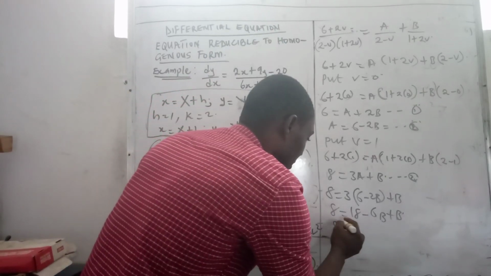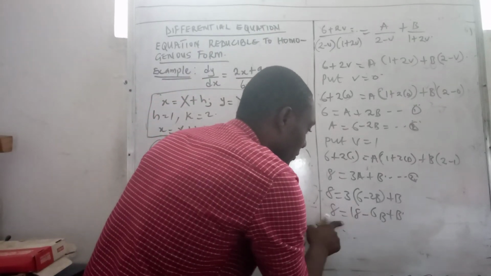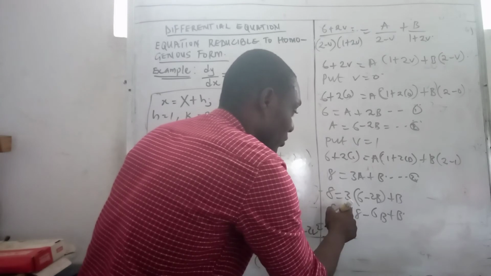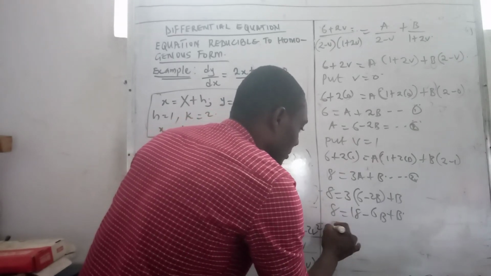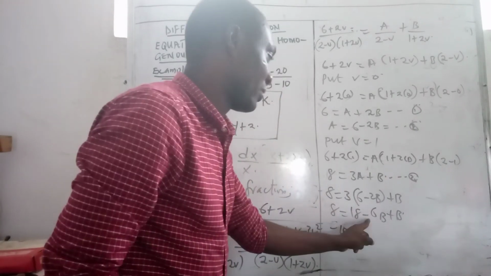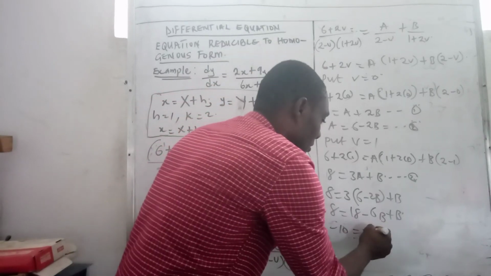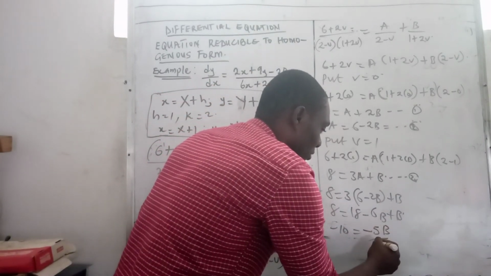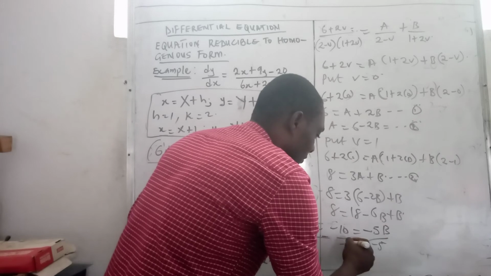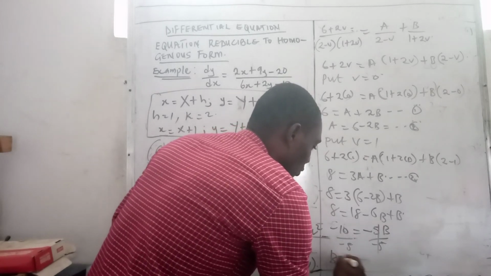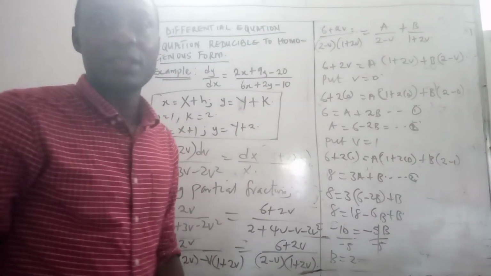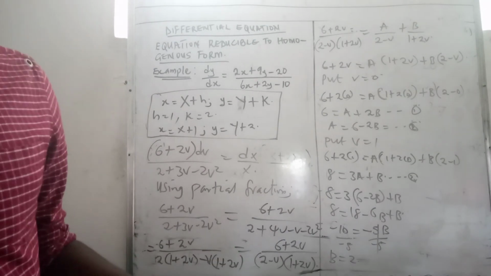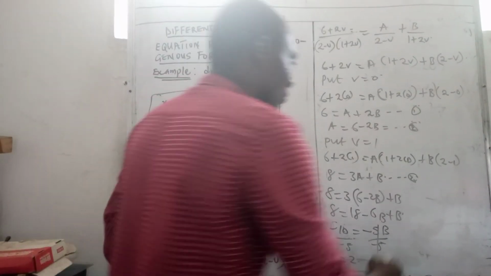So I have 8 equals 18. When I bring this one over, 8 minus 18 is going to give me minus 10 equals minus 6B plus B. I'm going to have minus 5B. So I'll divide both sides by minus 5. My B is equal to what? 2. Now we can get the value of A.